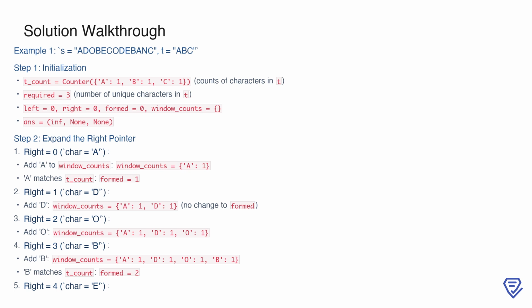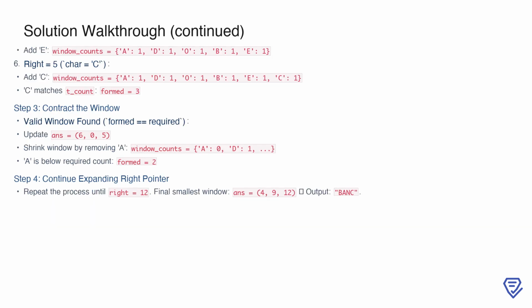At right equals 3, we encounter B, and adding it updates window_counts to A1, D1, O1, B1. Since B matches its count in T, we increment formed to 2. Finally, at right equals 4, the character E is added to window_counts, but it does not affect formed as E is not in T. At right equals 5, the character C is added to the window, updating window_counts to A1, D1, O1, B1, E1, C1. Now, C matches its count in T, so we increment formed to 3.